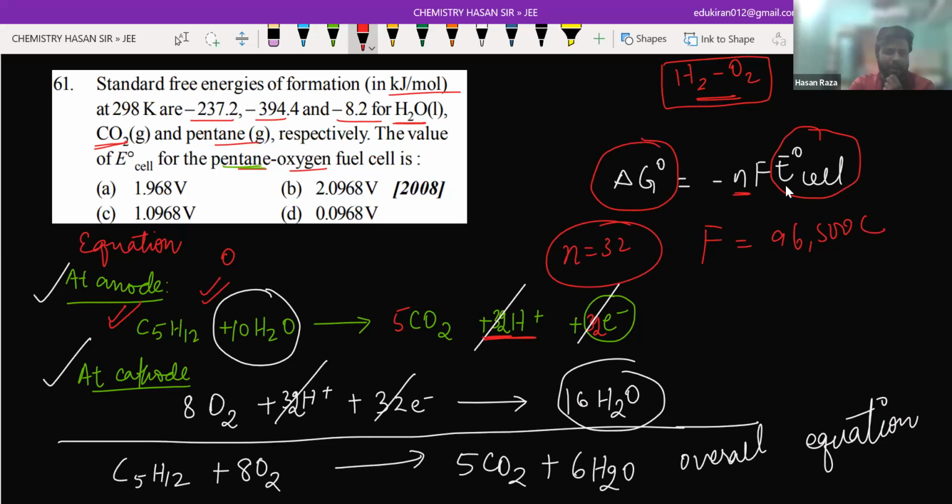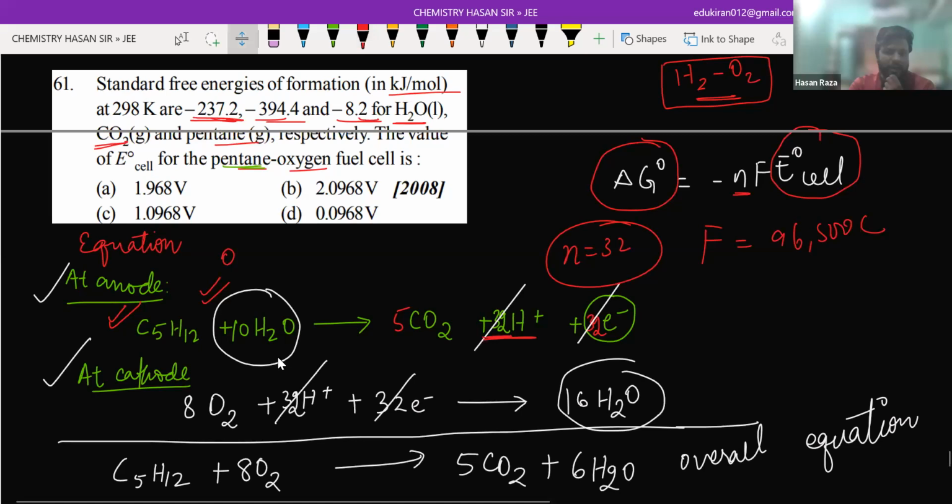And this delta G naught can be easily calculated with the help of the concept from thermodynamics, as these are given. So basically, if you want to calculate delta G naught of reaction, delta G naught of reaction will be equal to sigma delta G naught of product minus sigma delta G naught of reactant.